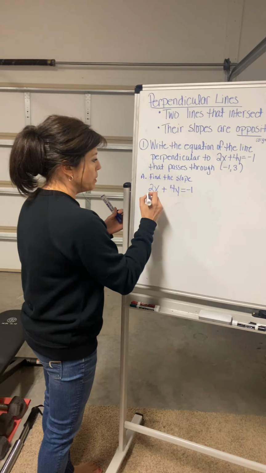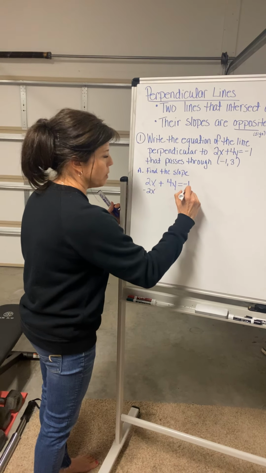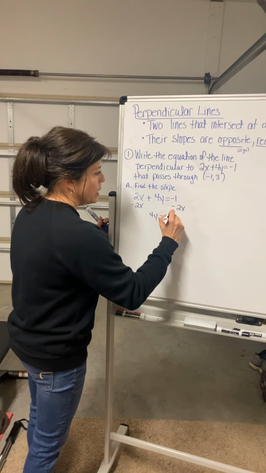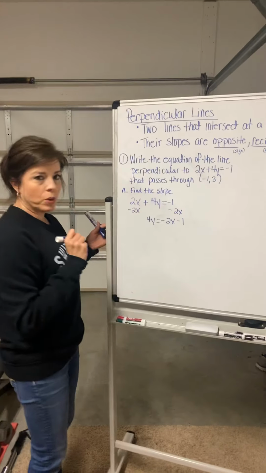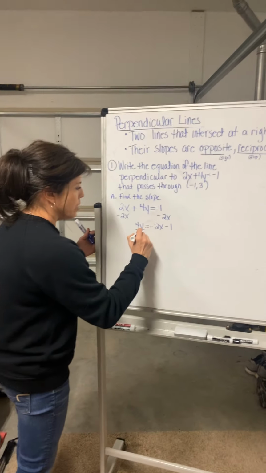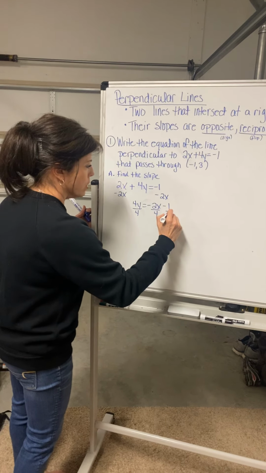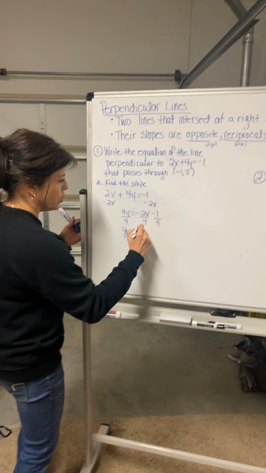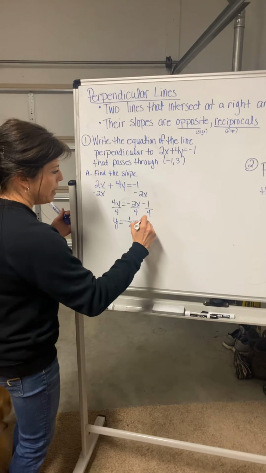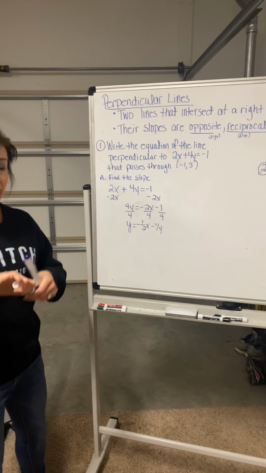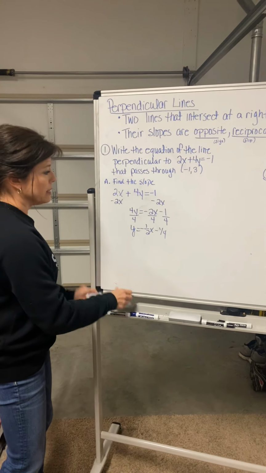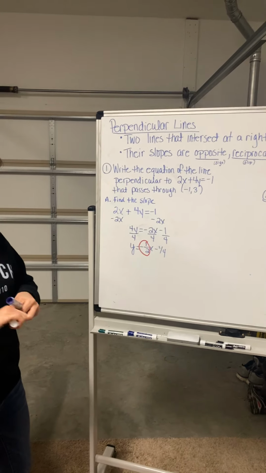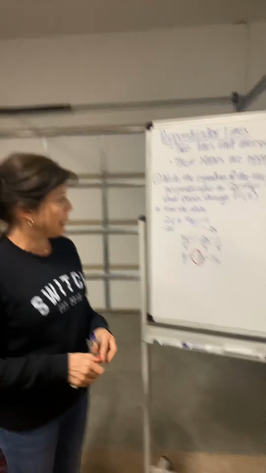So to put this in slope-intercept form, I'm going to subtract 2x from both sides. That leaves me with 4y is equal to -2x minus 1. Now to get y by itself, I'm going to divide everything by 4. And so y is going to be negative, this simplifies to 1/2 x, and minus 1/4. I don't really need that. Now, here's the whole purpose of doing this. I need to see what this slope is. So the slope of my first line is -1/2.